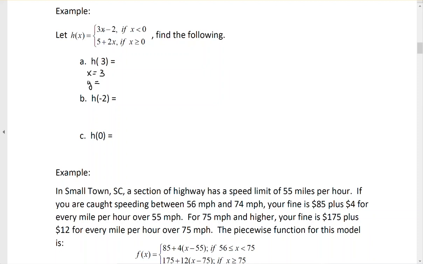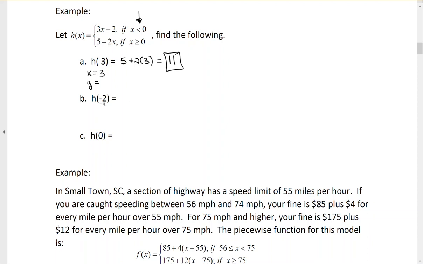So plugging 3 into both of these would be incorrect. What I need to pay attention to is the if statements. If x is less than 0, I go here. If x is greater than or equal to 0, I go here. In my problem, my x is 3. So 3 is not less than 0. 3 is greater than or equal to 0, which means I'm going to substitute the number 3 into the bottom piece. And my output is 11. That's my answer. So when x is 3, the y value is 11. Or the input is 3, the output is 11.